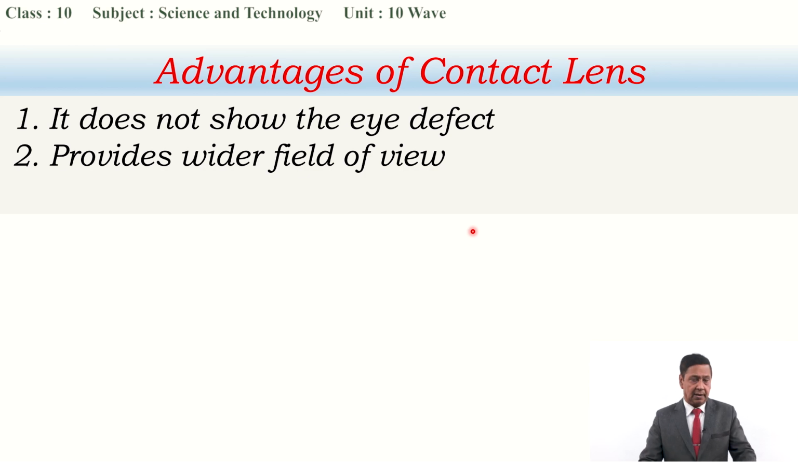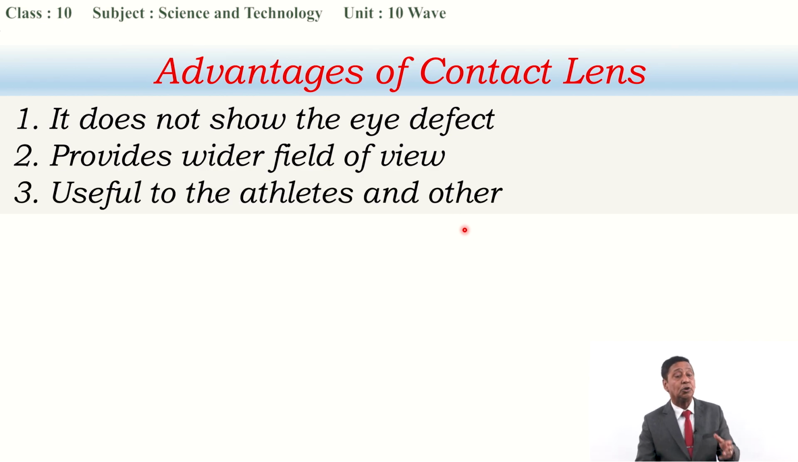And second, it provides a wider field of view. What does it mean? If we wear a spectacle, then there is certain space which is not covered, and it provides a narrow range of view. But the contact lens covers the iris and pupil completely. That's why it provides a wider field of view.